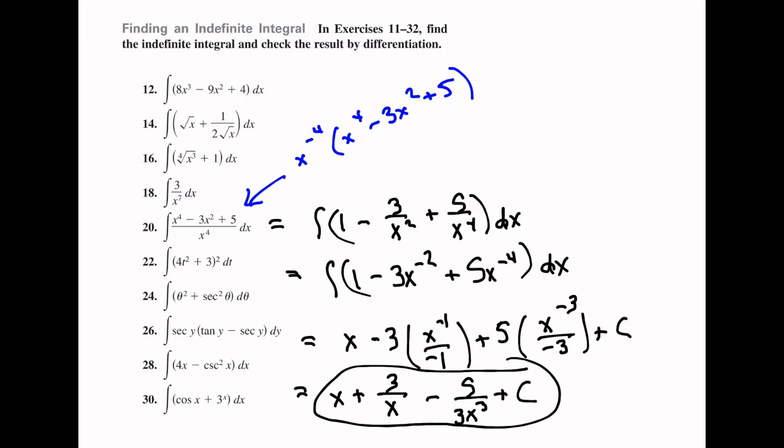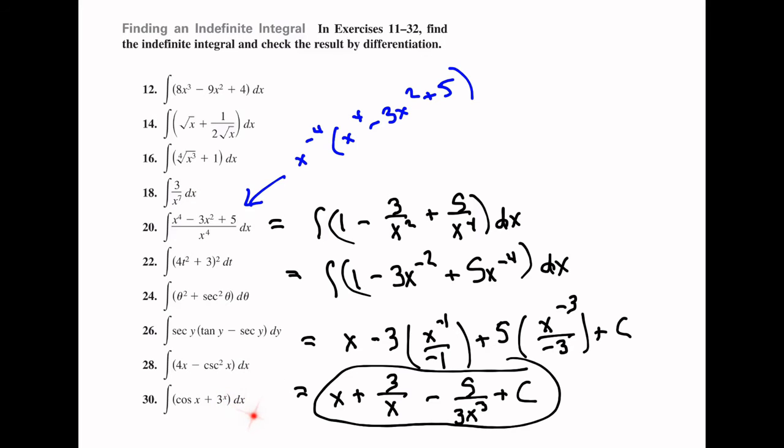So let me just talk about a few of the other ones, because I only have one of these slides. Here this would be, what, theta cubed over 3 plus, and then you have to look up the formula for what is the antiderivative or integral of secant squared theta, and it is tangent theta. Right? So you have theta cubed over 3 plus tangent theta plus c. Here you would want to distribute this through first, secant y tangent y minus secant squared y. And you have integration formulas for both of those.